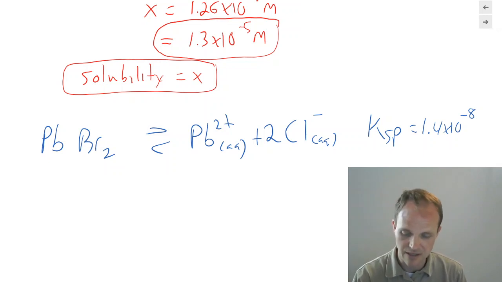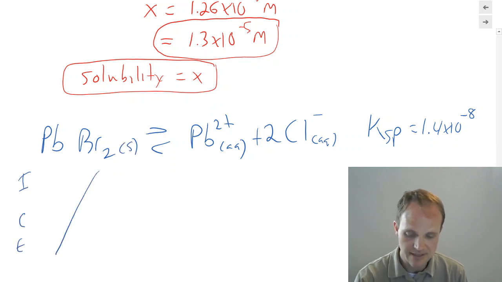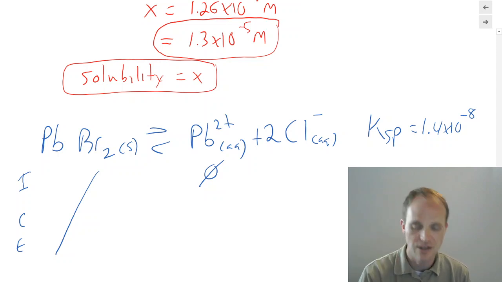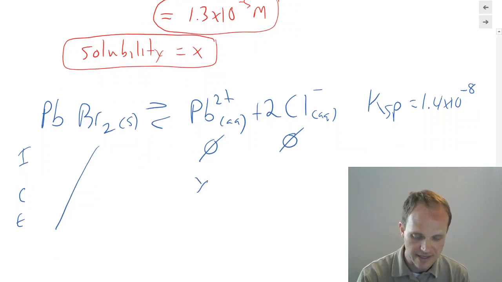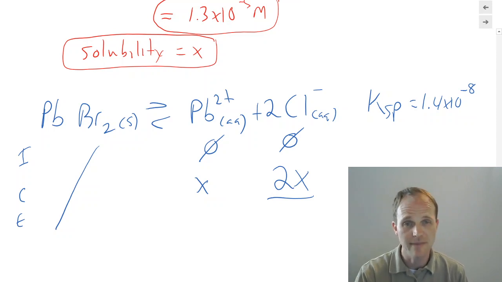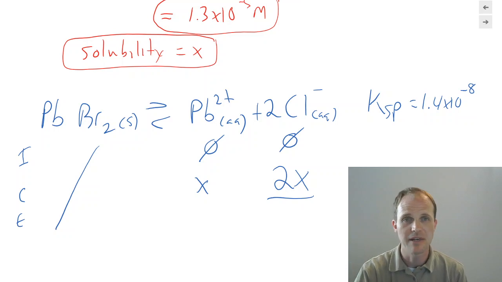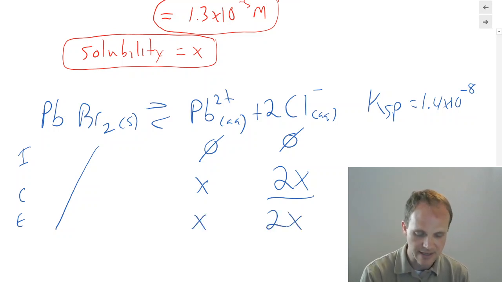What does this look like? Ice table. We don't care about that one because it's a solid. We don't have any lead in our water, hopefully. I know there's lots of places in the world that do have lead in their water, but hopefully we do not have any lead in our water. So we put zeros there. We're going to make x of that. Oh, 2x of this one, right? Make sure you're getting those stoichiometric coefficients that we've practiced on equilibrium ice tables from the beginning, but they're really important here. And then we get x and 2x here.